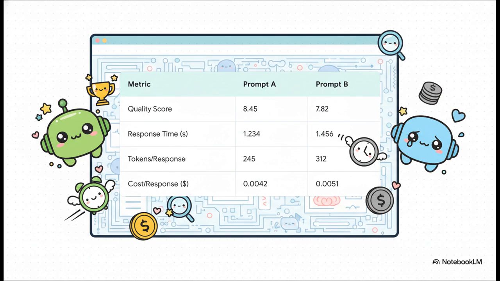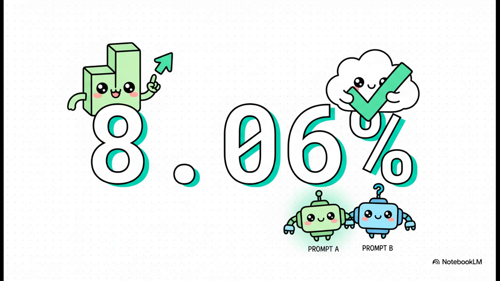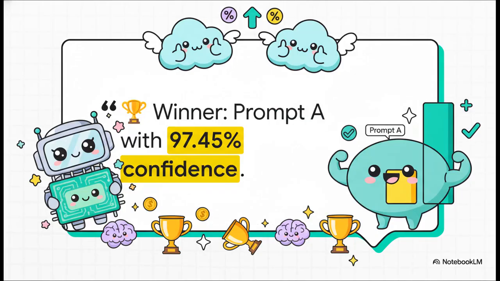Totally unambiguous. But the report doesn't just throw raw numbers at you, it actually calculates the impact. So in this example, Prompt A delivered a solid 8.06% improvement in quality over Prompt B. Now that is a concrete, quantifiable number you can take to your team and say, look, this is better. And here you have it, the final verdict. It's not just, hey, Prompt A is better, it's Prompt A is the winner. And we are 97.45% confident about that. That confidence level is everything. It takes away all the doubt because now you know you have a statistically significant result.